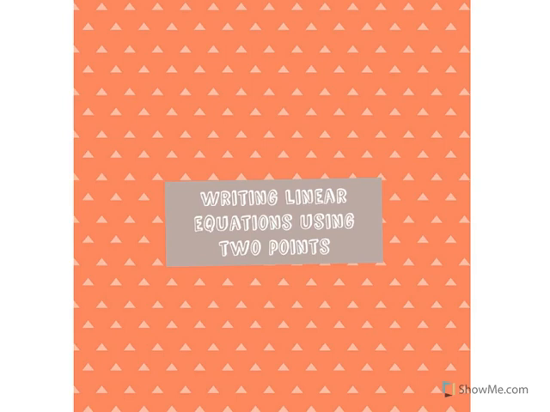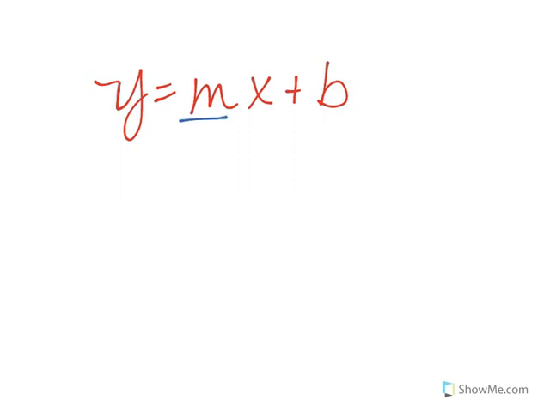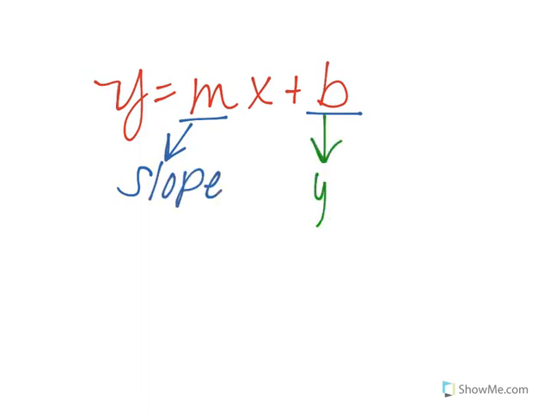Alright guys, today we're going to be learning about writing linear equations using 2 points. As my assistant just told you, we're going to be learning how to write a linear equation, which is y equals mx plus b, using 2 points. That means that we have to find the slope and we have to find the y-intercept.